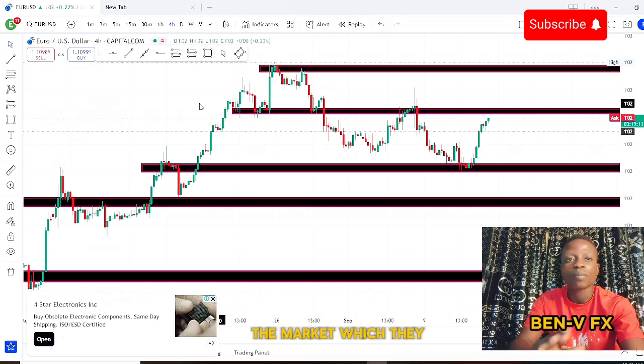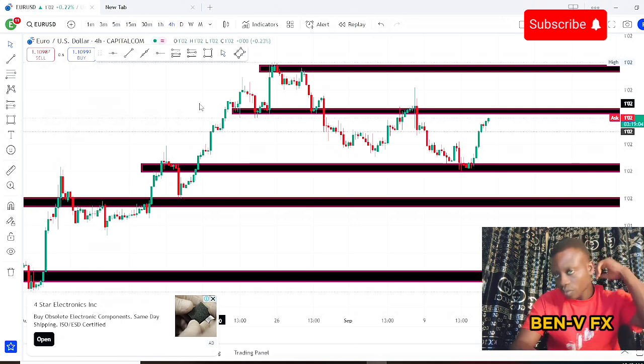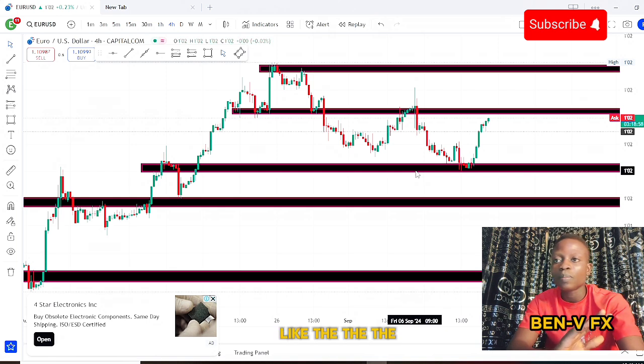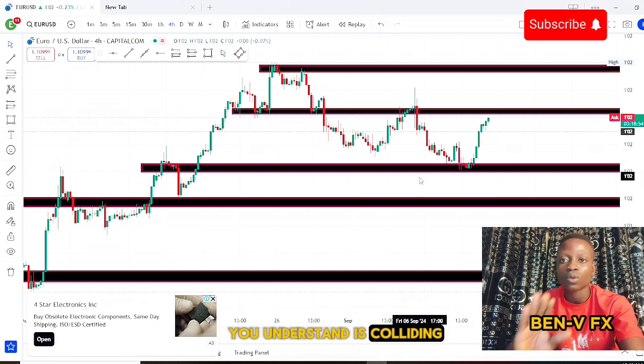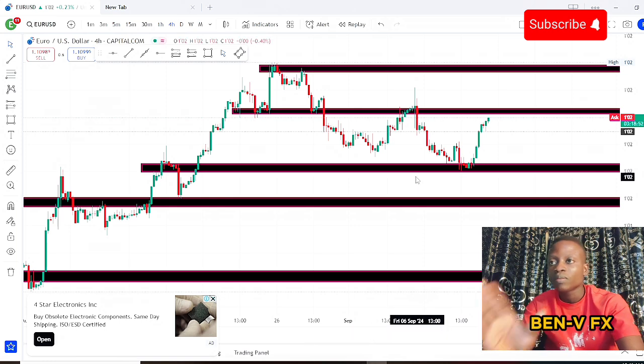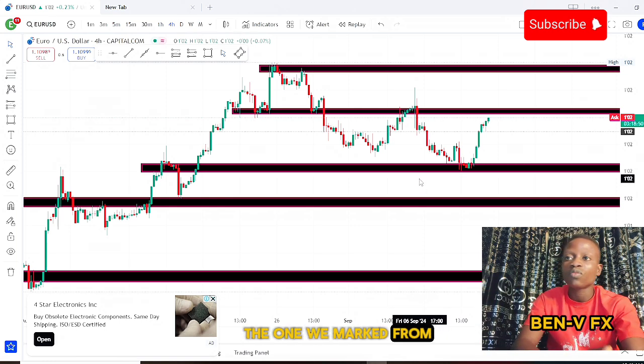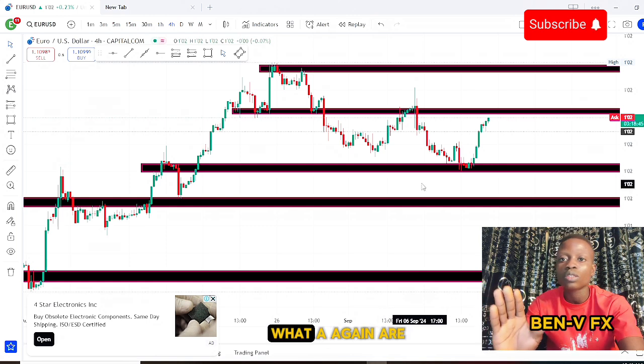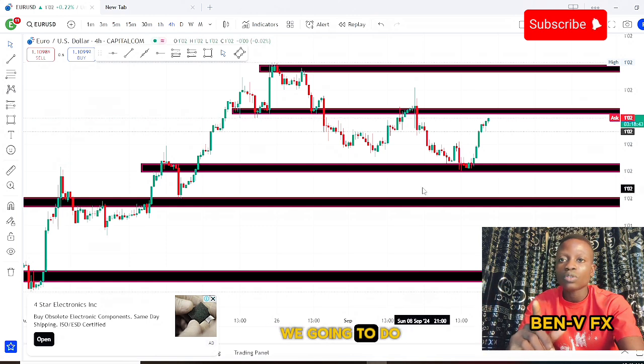If the market reaches there, it is compulsory that the market is going to react from that particular place. So this 4-hour time frame, and what are we seeing? The areas we marked out are all working normally, you understand? The ones we marked from the daily time frame collide right with the 4-hour time frame. So what again are we going to do?